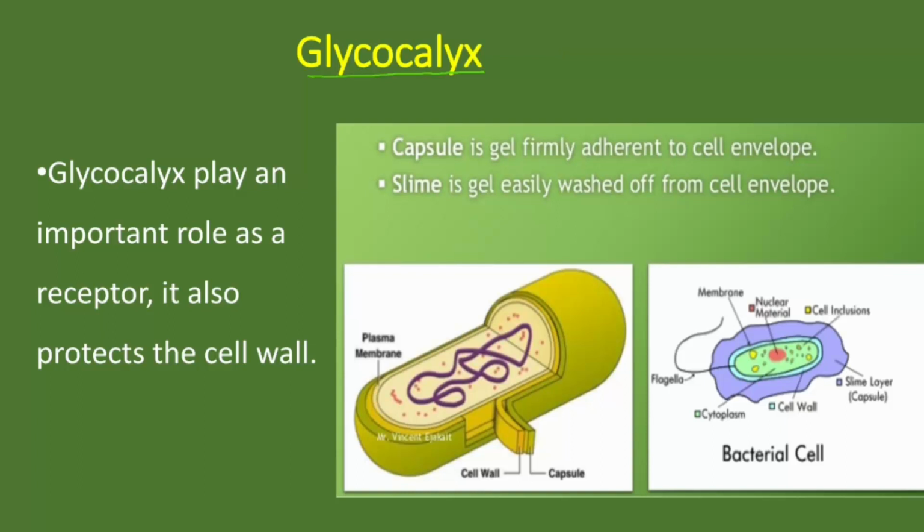So glycocalyx or capsule, you can say, are somewhat similar terms used in many of the textbooks. The glycocalyx plays an important role as a receptor. It also protects the cell wall, so you can say it is a capsule. A capsule is generally adherent to the cell envelope, while slime is easily washed away. So glycocalyx is a combined term used for the capsule as well as the slime gel.